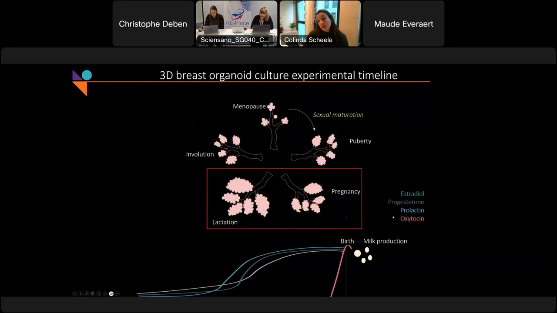So this is actually where we are now with the human organoids. We are currently trying to mimic pregnancy and lactation to at least see if we can push these glands to also produce milk and milk droplets. But it's too early to show it. We have some promising results, but it's not yet ready to show.